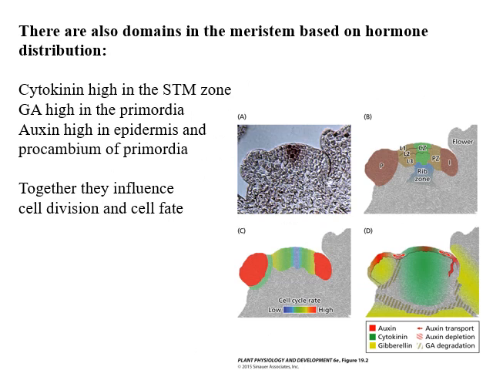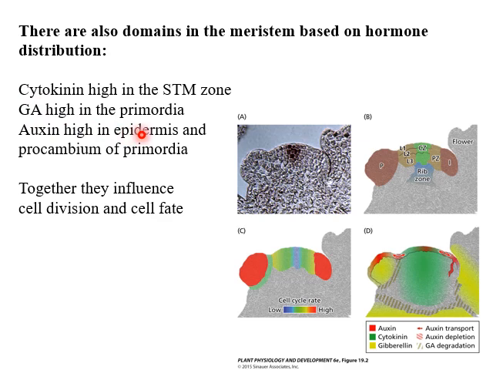There are also domains in the meristem based on hormone distribution. For example, cytokinin, the hormone that is important for cell division as well as the formation of shoot apical meristem, if you want to induce shoot apical meristems. And cytokinin is high in the region where you have STM expression, and that's because STM activates, or leads to, the biosynthesis of cytokinin in that region.